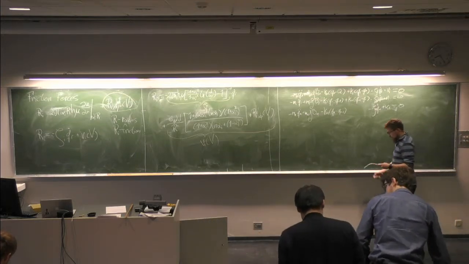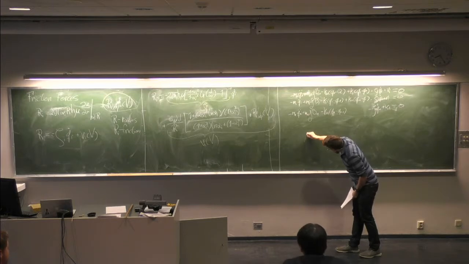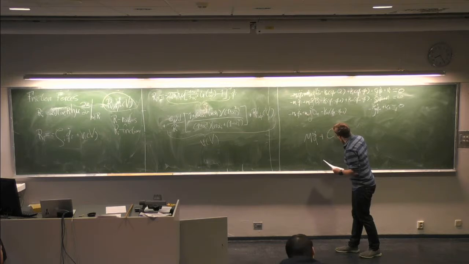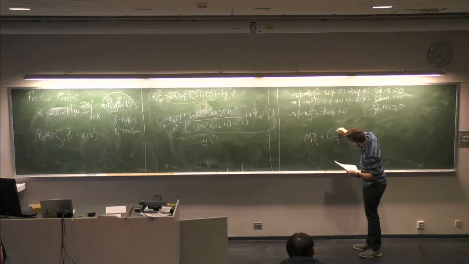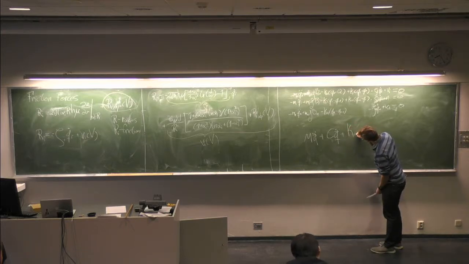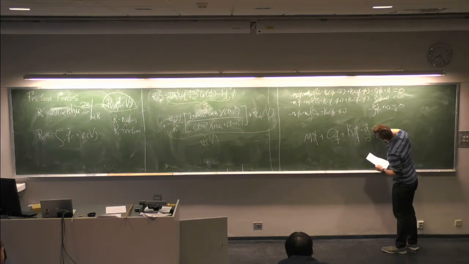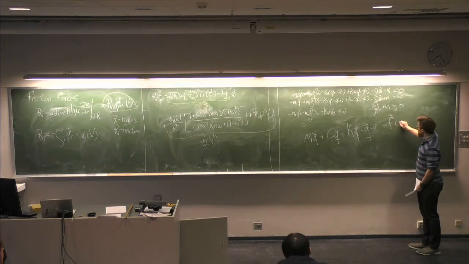Okay? So the matrix form of this is going to be capital M, Q double dot as a vector, plus E Q dot vector, plus kappa Q, minus B vector, equals some kind of driving force F of time.